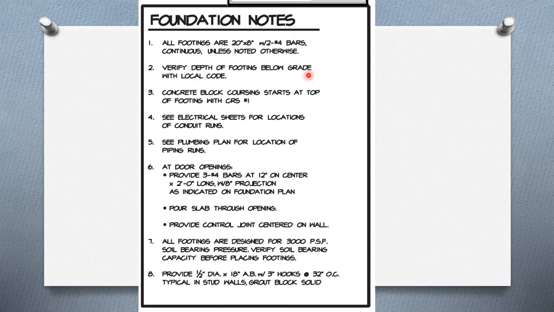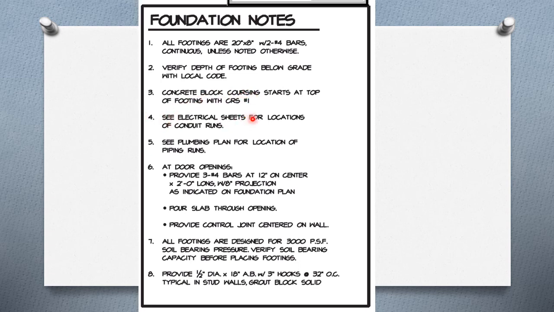Interestingly, it's a reason why in areas such as Florida, you don't find a lot of basements, because it's not necessary to dig down that far. If you've already dug down 4 feet or so in order to get below the frost line, it's no big deal to excavate another couple of feet and build a basement. Concrete block coursing starts at the top of the footing with CRS number 1. Well, we're talking about concrete block coursing, so maybe this is course number 1. We'll see what that means in a minute.